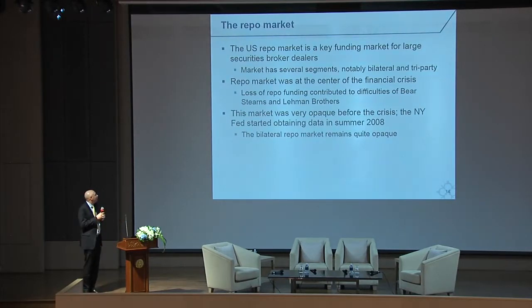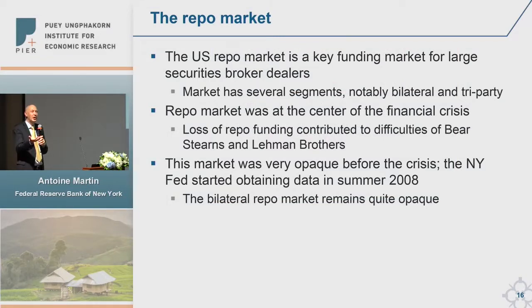Okay, so let me now turn to the repo market. Repo stands for repurchase agreement, and a repurchase agreement is like a collateralized loan where one financial institution will lend to another in exchange for some form of security, like a government bond, for example, or an asset-backed security. And one of the features of repurchase agreements is that they're typically over-collateralized. That is, in order to protect the lender of cash, the borrower gives more securities in value than the cash they receive. And the amount of that over-collateralization is called the margin or a haircut.